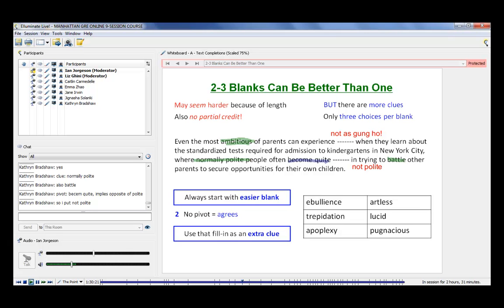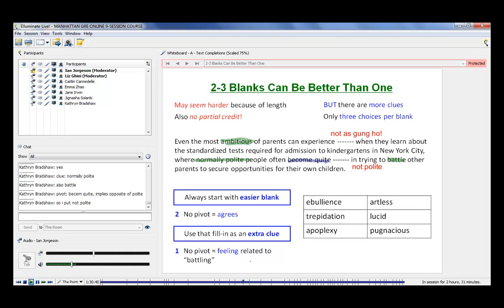So this right here kind of assumes that we started with the second one, but we could have gone the other direction as well. It would have worked both ways. And in the end, our first one, we don't want to be gung-ho, so we need something that means the opposite of being really gung-ho about something.